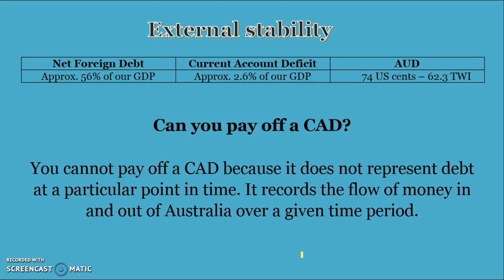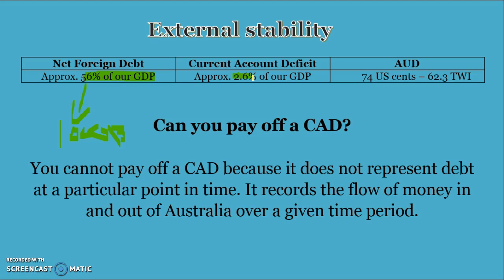At the moment, in terms of our achievement of that objective, our net foreign debt is currently around 56% of our GDP, so just below the 60%, which is theoretically a good thing, even though that equates to around $1,000 billion. Our current account deficit for 2017 was around 2.6% of our GDP, so well below 5%, which is a positive thing, and our Australian dollar is around 74 US cents.